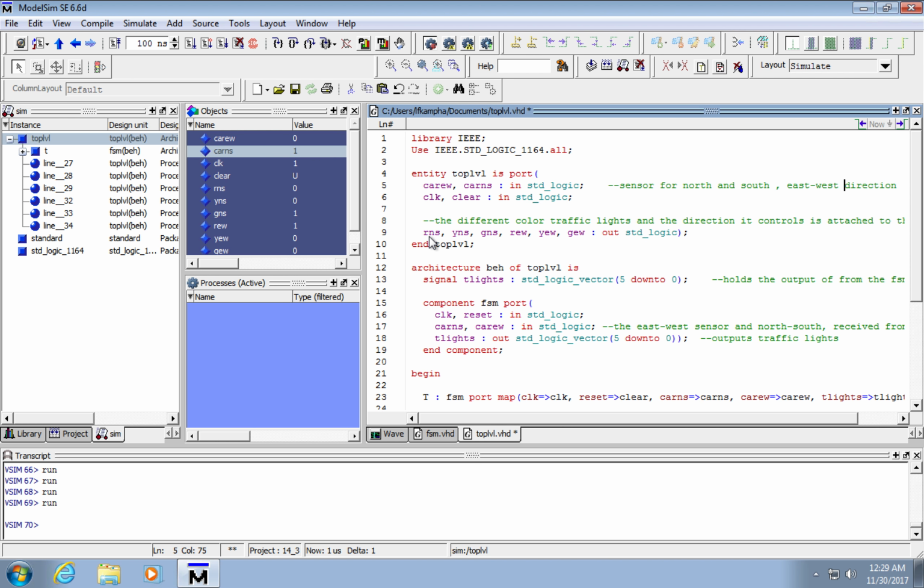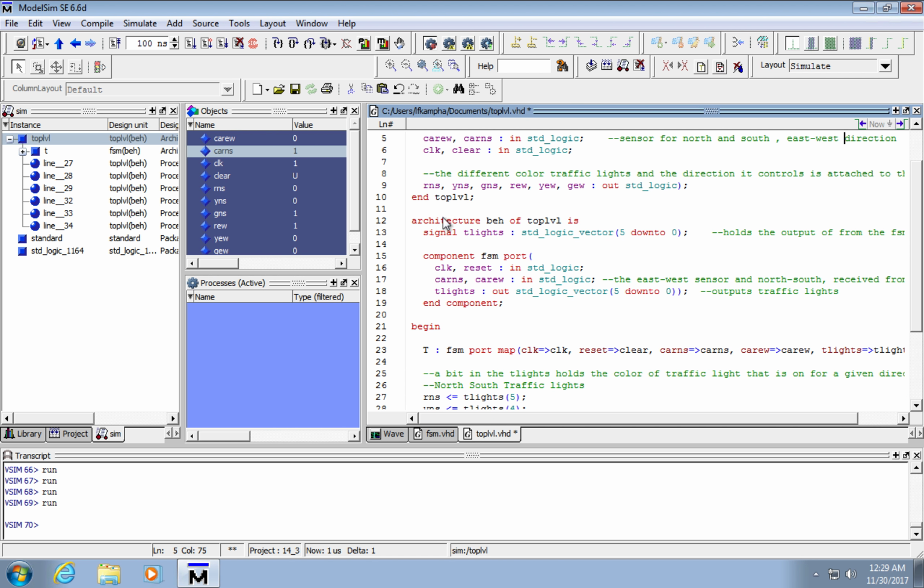So for my outputs, I have 6 outputs, which represent the traffic lights. I labeled them in such a way that the first letter is the color of the light, and the last two letters are the direction. So RNS is red, north-south, and it will follow the same pattern and so forth. I have a signal, T lights, which is a standard logic vector. It's 6 bits wide, and that holds the output from my finite state machine.